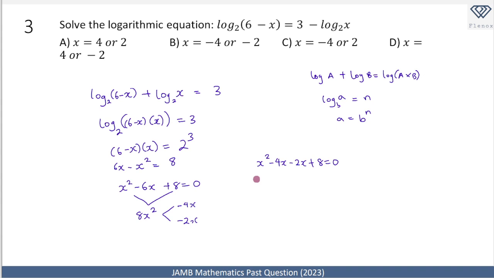Now I can factorize. X is common here into bracket x minus 4, and minus 2 is common into bracket x minus 4. So this becomes x minus 4 and x minus 2 is equals to 0. So this is either x minus 4 is equals to 0 or x minus 2 is equals to 0. So here x is equals to what? 4, or x is equals to 2, and that makes option A the correct option.